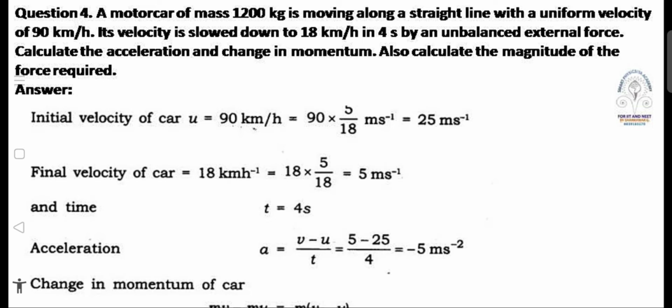90 km per hour, that is 90 into 5 upon 18 meter per second, which is equal to 25 meter per second. Final velocity of car v equal to 18 km per hour, that is 18 into 5 upon 18, which is equal to 5 meter per second, and time t equal to 4 seconds. Therefore, acceleration a equal to v minus u upon t is equal to 5 minus 25 upon 4, or equal to minus 5 meter per second square.